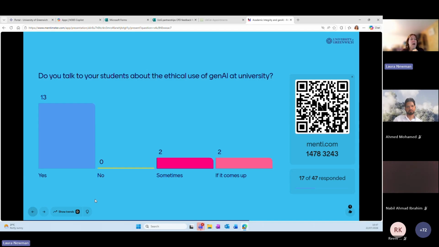And some of you, I assume, the sometimes and that if it comes up means that you will be talking to them, for example, if they commit academic misconduct, you'd then talk to them about GenAI, which again is obviously a really good place to talk to them about that. So this is really good to see and very encouraging that nobody has said no, because it's good to know that you are making the time for that and you do understand that it is really important, because of course it is, we all know this. So that's great to see.